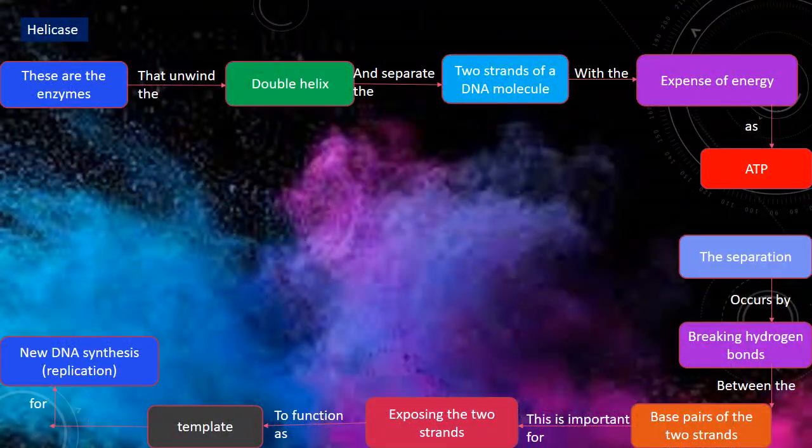Helicase. These are the enzymes that unwind the double helix and separate the two strands of the DNA molecule with the expense of energy as ATP. The separation occurs by breaking hydrogen bonds between the base pairs of the two strands. This is important for exposing the two strands to function as template for new DNA synthesis, replication.